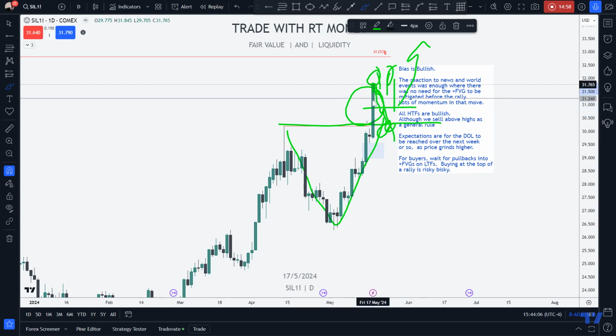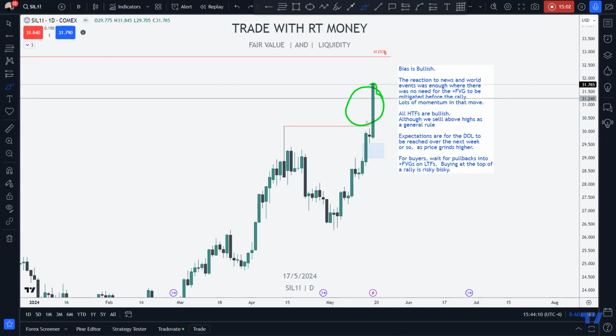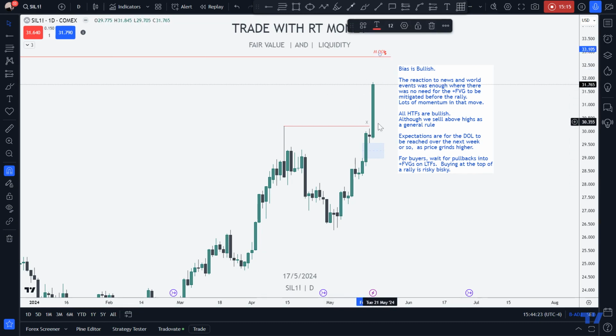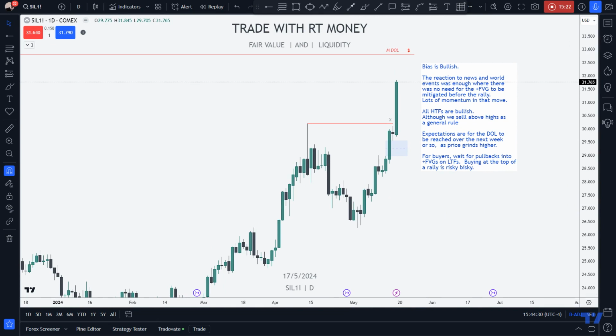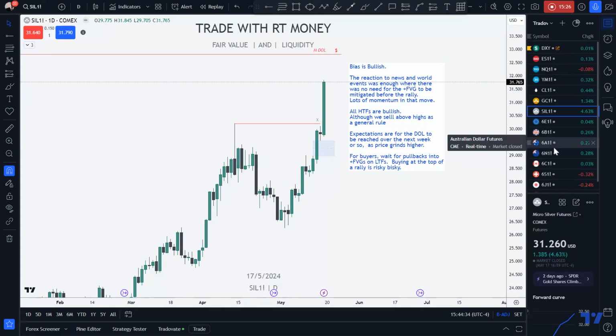Balance that inefficient price movement, and come back and get some buyers, and I wouldn't be one of them, and take us up to the monthly draw on liquidity up there. All right, that's what I have here. Okay, so yeah, that's what I'm looking at on that one, and I believe that is my last market.